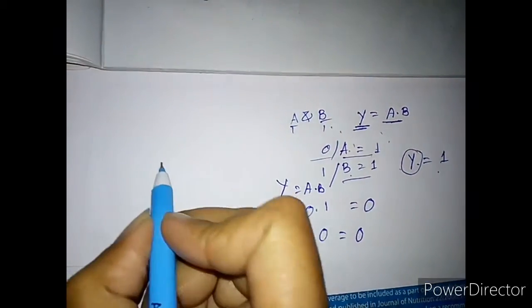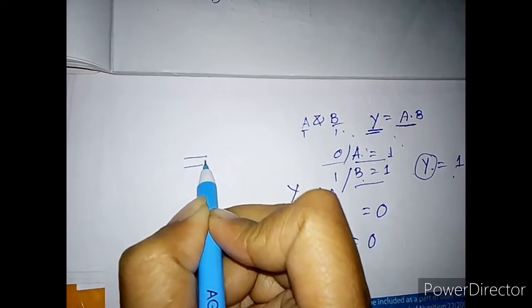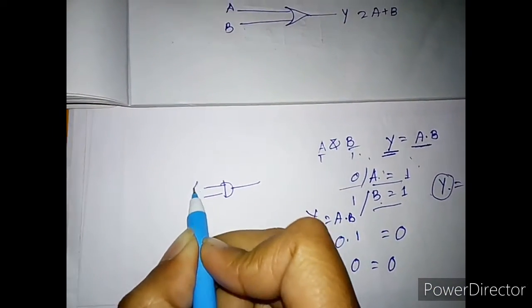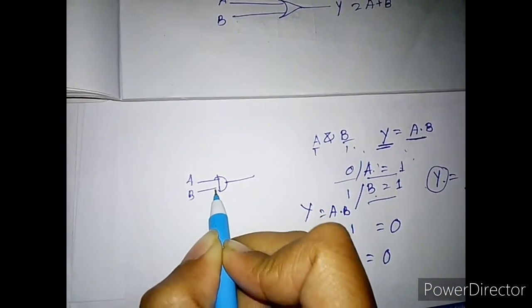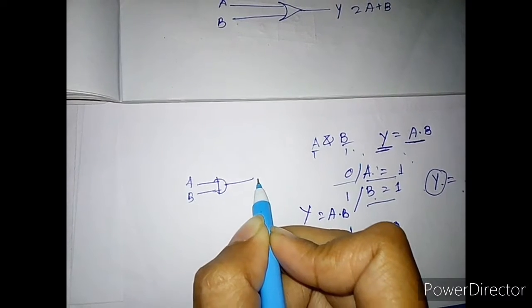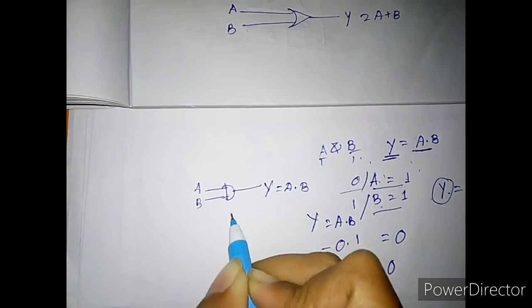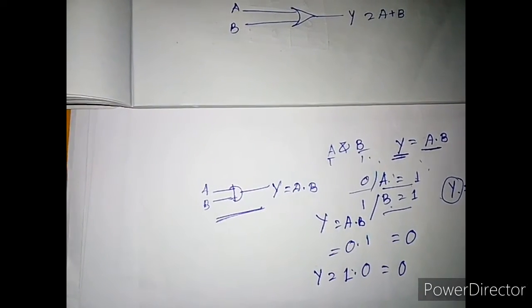The symbol of the AND gate is that A is one input and B is another input, and then Y is the output, equal to A into B. That is the symbol of the AND gate.